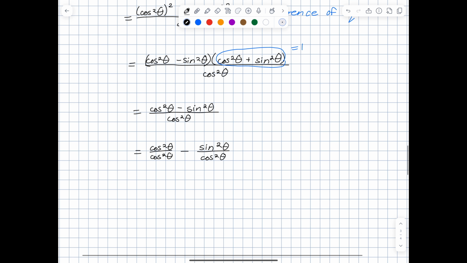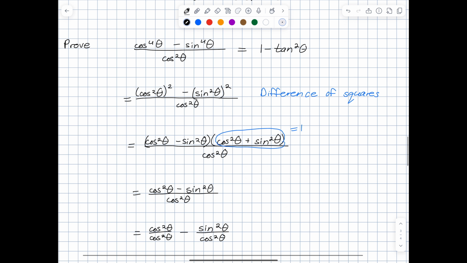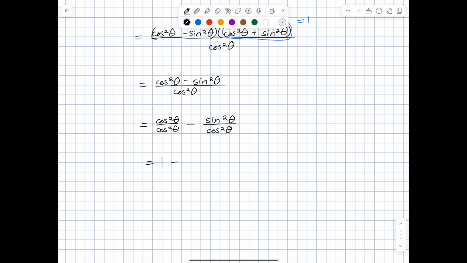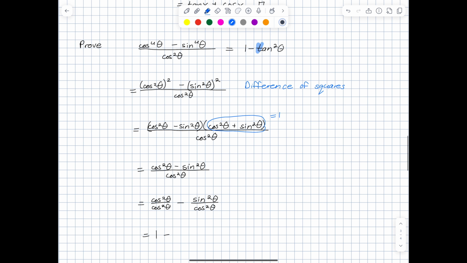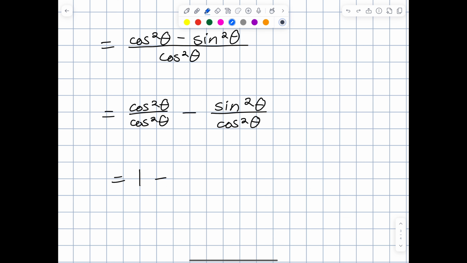So if I simplify, cosine squared over cosine squared is just 1. And then look, it's really starting to look exactly like this guy. We've got a 1 minus, and down on mine we have a 1 minus. All we need is to simplify sine squared over cosine squared, and that is in fact equal to tangent squared. So there we go. We got 1 minus tangent squared, and the proof of our identity is complete.